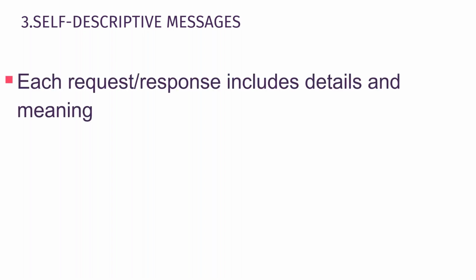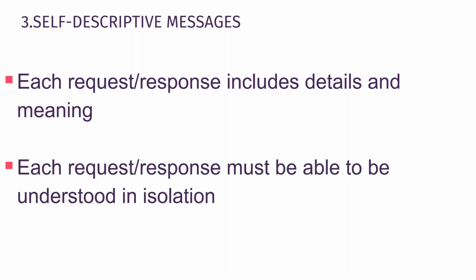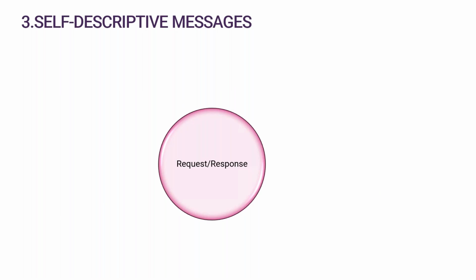Another constraint is self-descriptive messages. What it says is that each request and response should include the details for that request or response, because it should have meaning and be able to be understood in isolation. If you take a request and look at it, it doesn't matter if you know the domain of that specific API or business, you should be able to tell what's asked in that request, right? So how do we add meaning to our messages that travel over the network from the client to the server and from the server to the client?